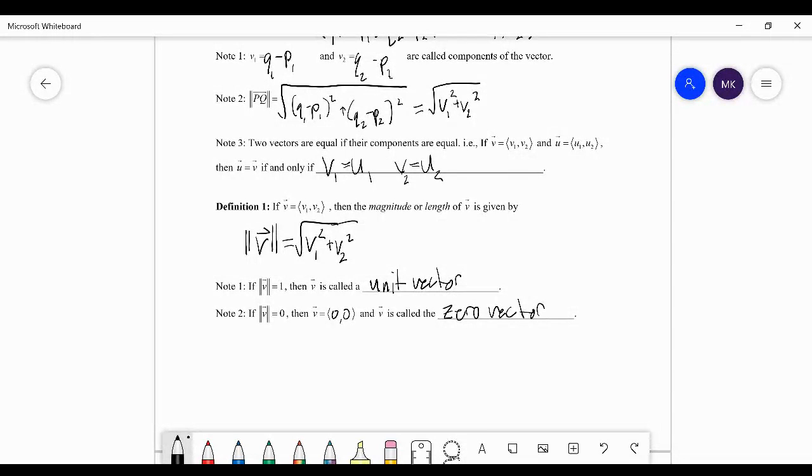And typically, instead of saying that's the vector v, we actually write that as 0, with a vector over it. Okay.